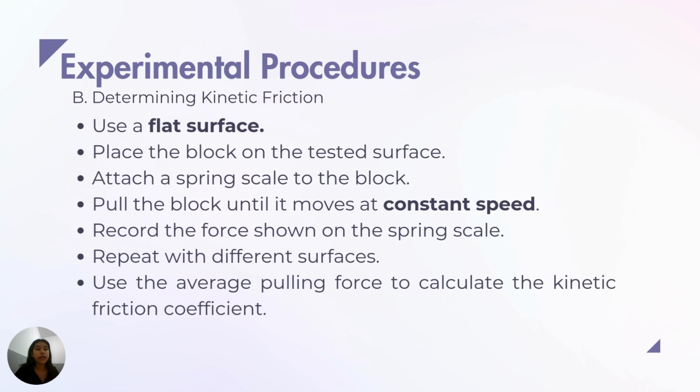And for determining kinetic friction, use a flat surface again, and place the block on the test surface, attach a spring scale to the block, and pull the block until it moves at constant speed. Record the force shown on the spring scale and repeat with different surfaces. Use the average pulling force to calculate the kinetic friction coefficient.